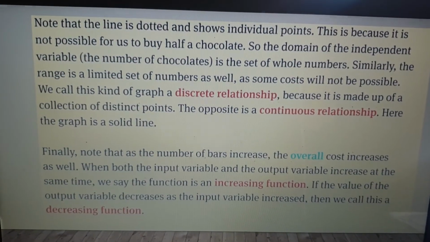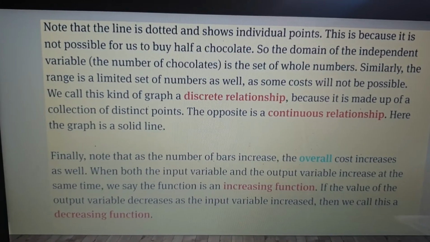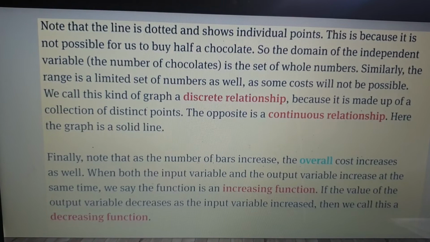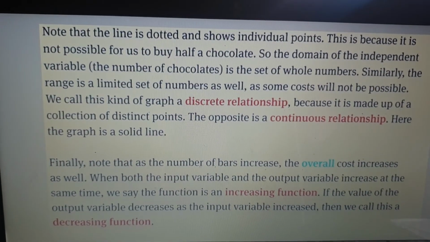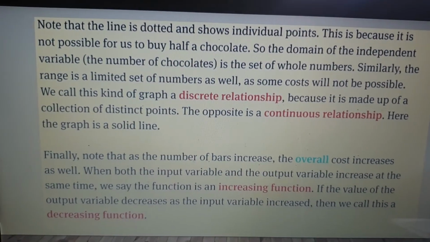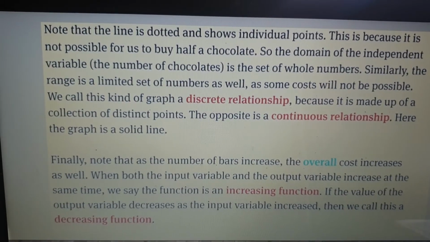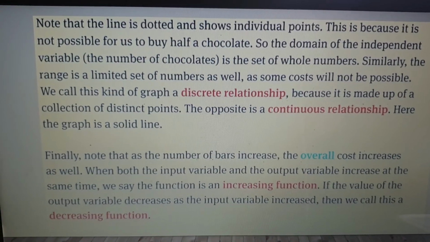Now let's move on to why do we use a dotted line. So we use a dotted line because it's not like you can go into the shop and buy half a chocolate. So all the values in between the 2 dots are not also true, because you can't buy half a chocolate, or you can't pay half a rand for 3/4 of the chocolate. So this we call a discrete relationship. When we have something that is true for everything in between, we will call it a continuous relationship.